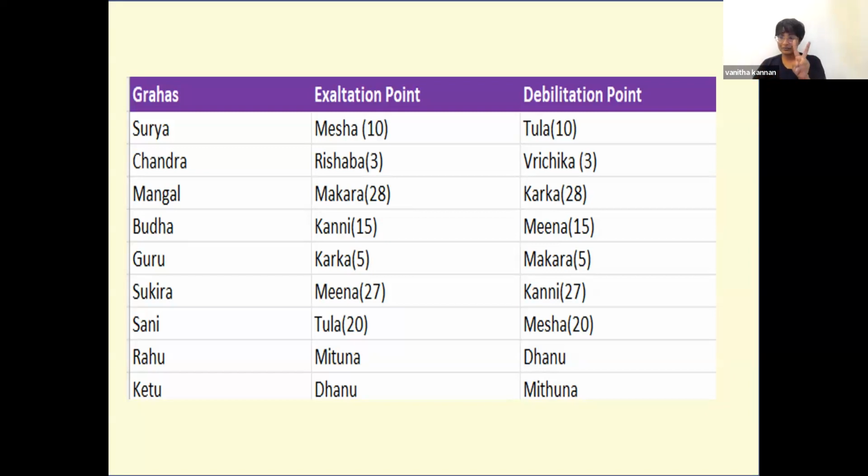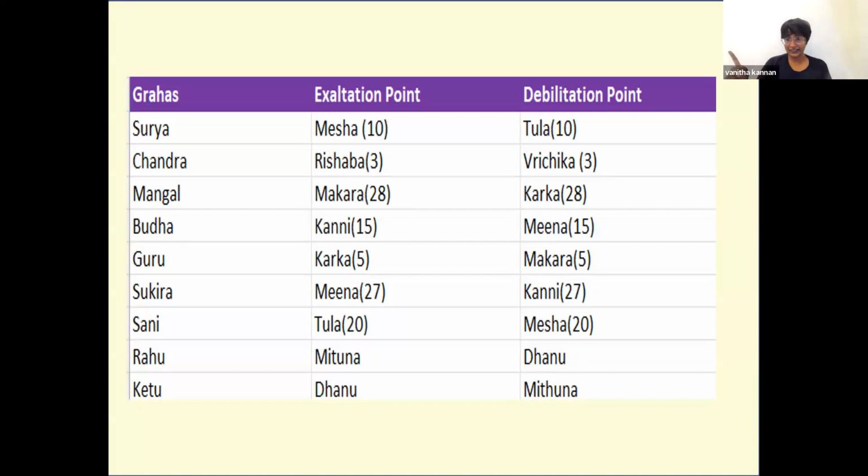If you remember which Rasi is the exaltation, you know which Rasi is the debilitation. But here you have to memorize one point: if you remember the numbers for the exaltation, the same applies to the debilitation point also. Surya is debilitated in Tula at the 10th degree. Chandra, Vrischika Rasi, 3rd degree. Mangal, Karka Rasi, 28 degrees. And Buddha, Meena Rasi, 15th degree.